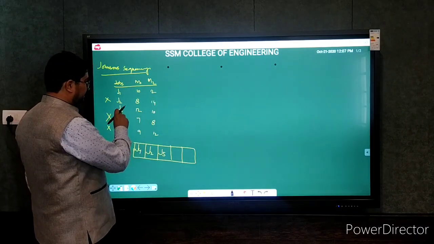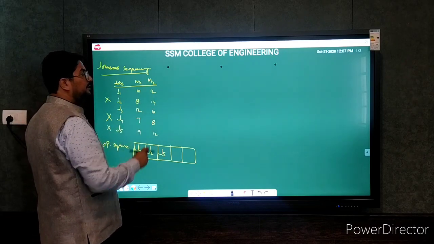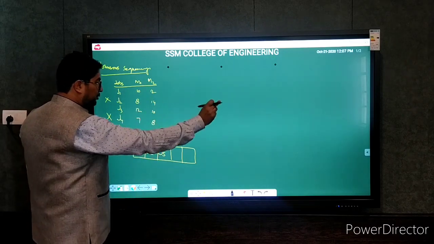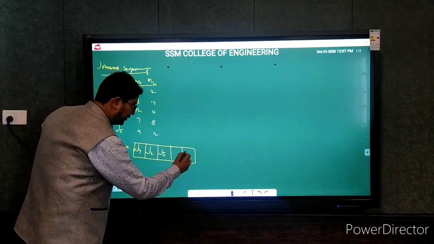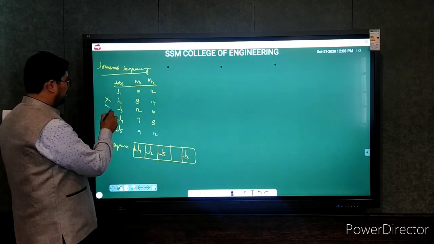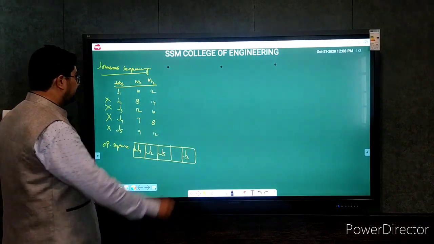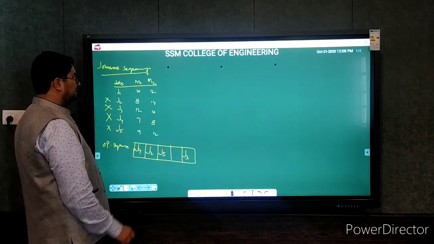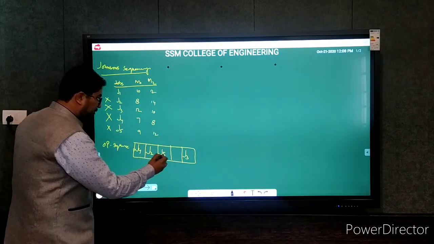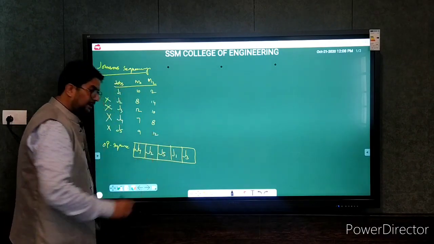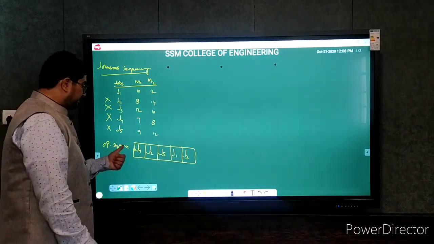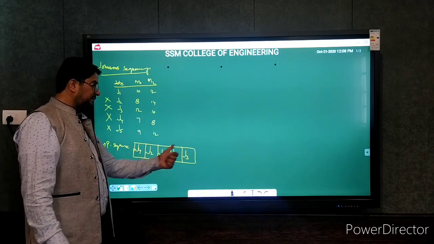Let's take this 10, J3. J3 is from machine 2, so this job will go to right extreme. So we'll have to write J3 here. Gone. Now there is only one job left, that is from machine 1. The lowest time is from machine 1, so we'll have to write J1 here. So we have found the optimal sequence.